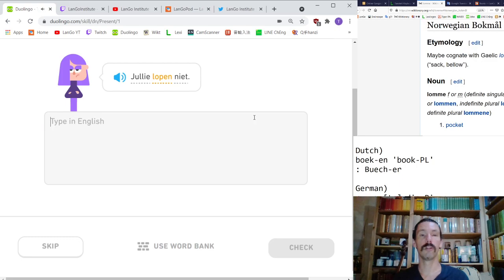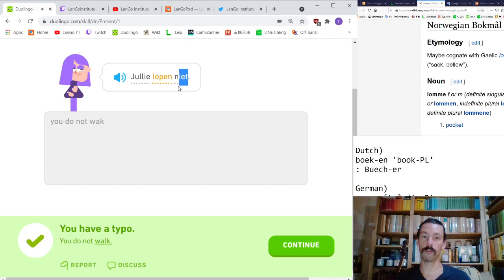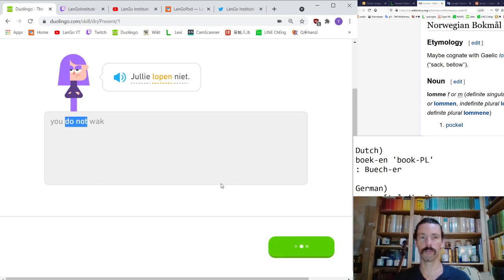Jullie lopen niet. Lopen, long O. Plural form and plural meaning. Jullie, you all, do not walk. Lopen niet. So, post-verbal negation in the declarative, which in English it really is too, because do is the inflected verb. Post-verbal, it's modifying the word in front of it.